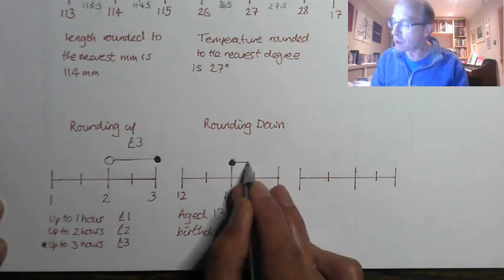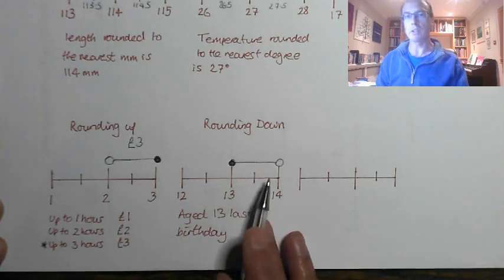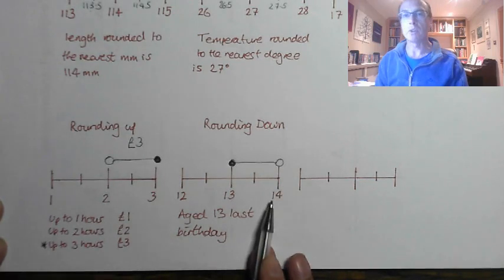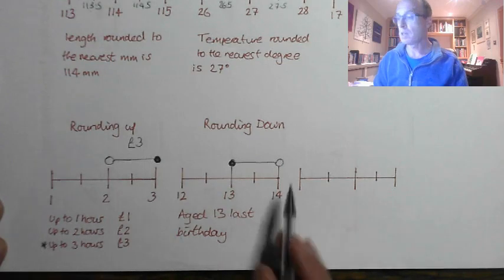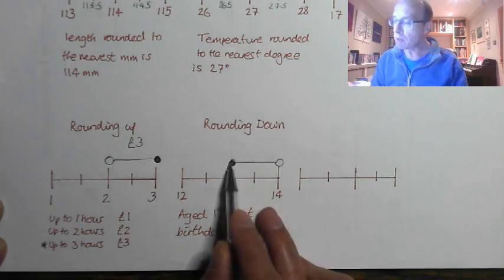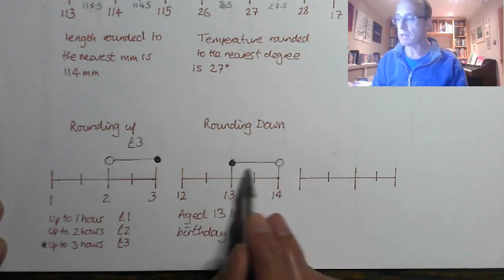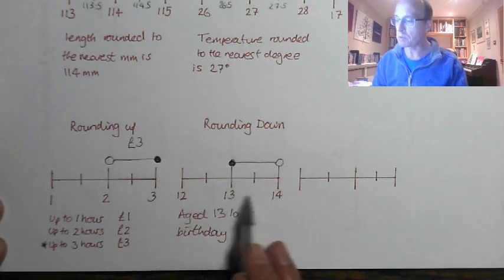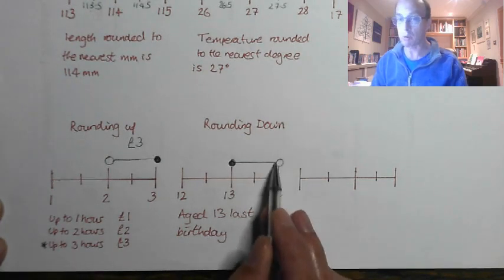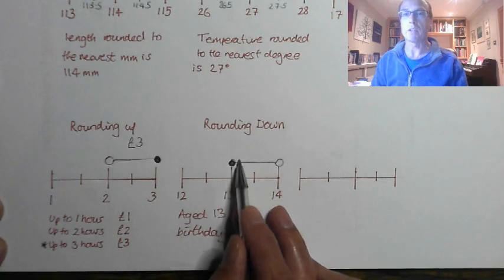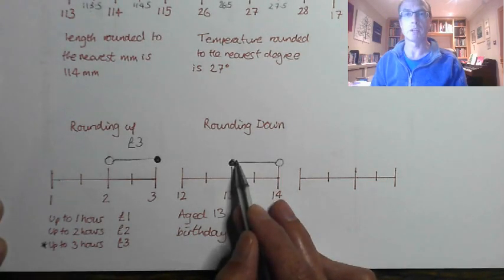All of those values, all of the way up to, but not including this time, age 14. So if it's my 14th birthday, I'm going to say I'm 14, not 13. So I don't want to include that value. But anything right the way up to that birthday is going to be treated as 13. So all of those values between 13 and 14, we're going to round down to my age of 13 and describe myself as age 13 last birthday. Okay.